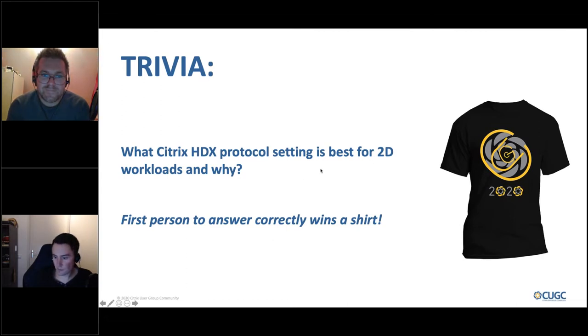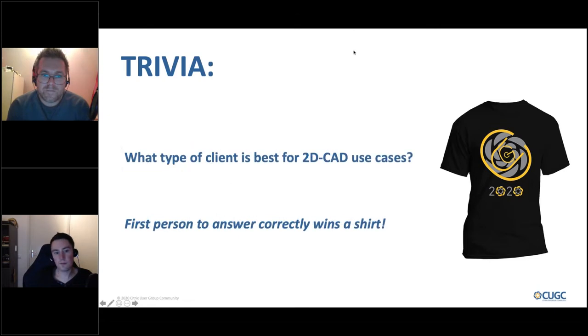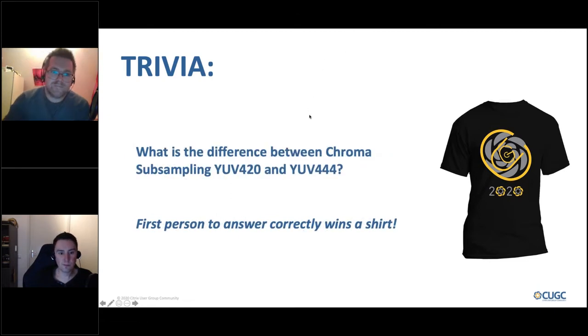All right, let me get to the next one. Next question: what is the difference between chroma subsampling YUV420 and YUV444?